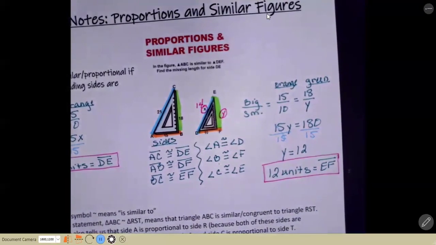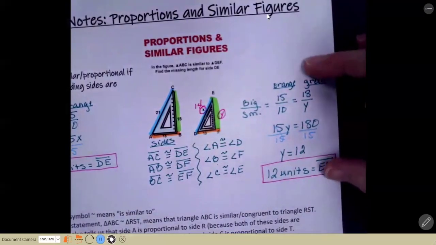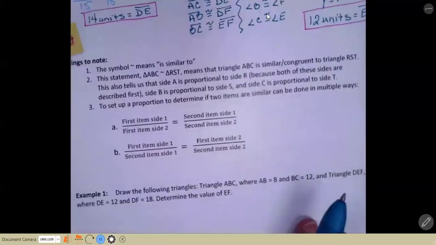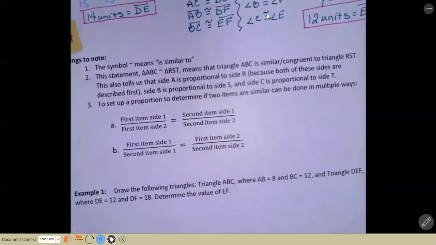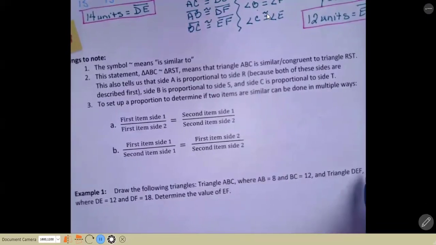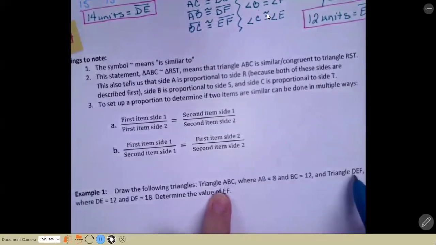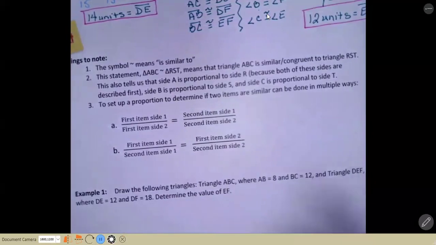So we're going to skip the things to note because I've already talked to you about it up here, and we're going to go down to example 1. It says draw the following triangles, triangle ABC and triangle DEF. Now notice that A comes first, then B, then C. That means that angle A and D are going to be proportional, B and E are going to be proportional, and C and F are going to be proportional. So they have to be on the same side of the triangle.